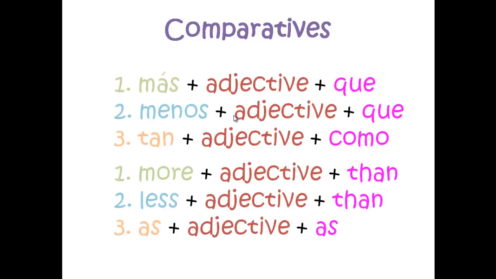This would be quite a good slide for you to make a note of, actually. This is just the 3 types of comparatives you have and how they work. Remember, these adjectives have to agree with the noun they're describing. Whatever they're describing, usually at the beginning of the sentence, they have to agree with.